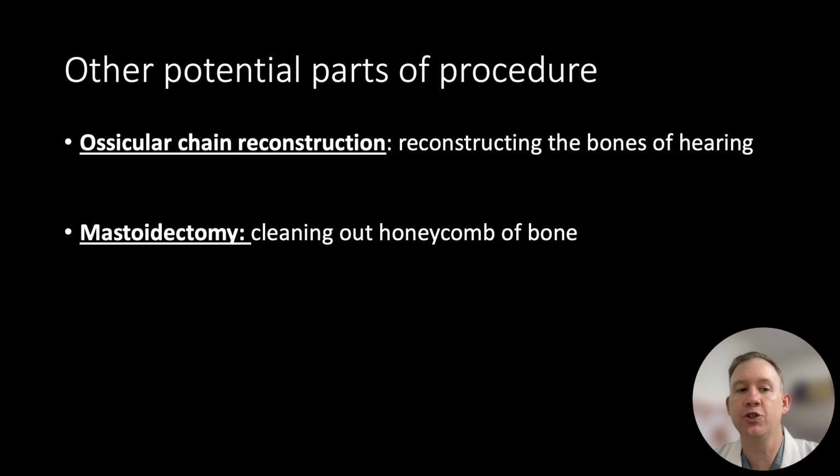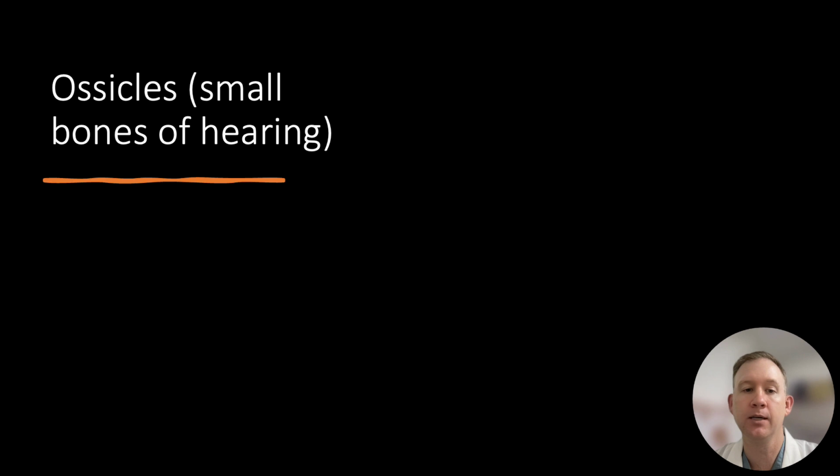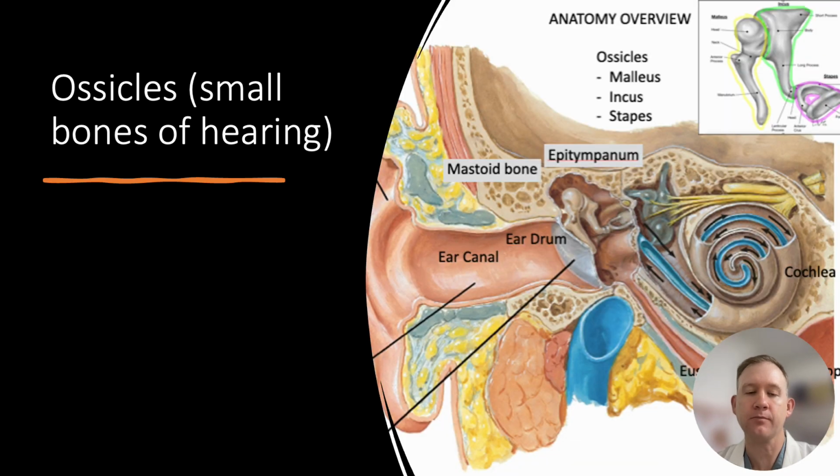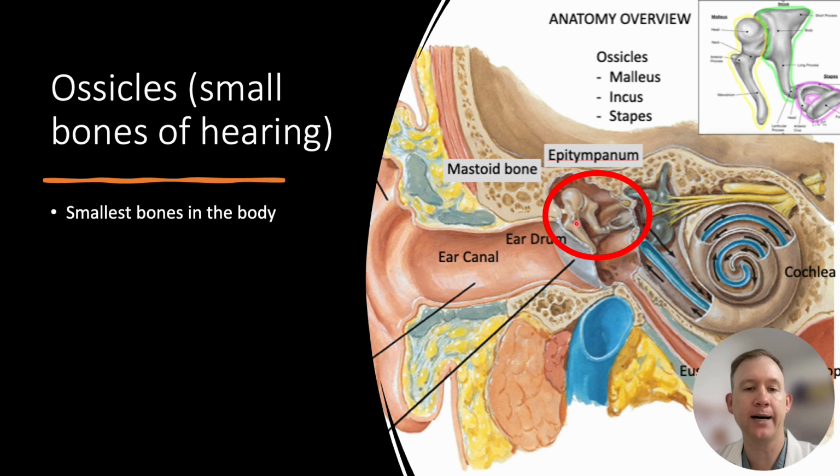As I mentioned, 2 other potential parts of a procedure in addition to an eardrum repair would be ossicular chain reconstruction, which is rebuilding the bones of hearing, and mastoidectomy, which is cleaning out that honeycomb of bone behind the ear. So again, the ossicles are actually the smallest bones in the body, and they form a little chain, or like a little bridge between the 3 bones, and so they're linked together.